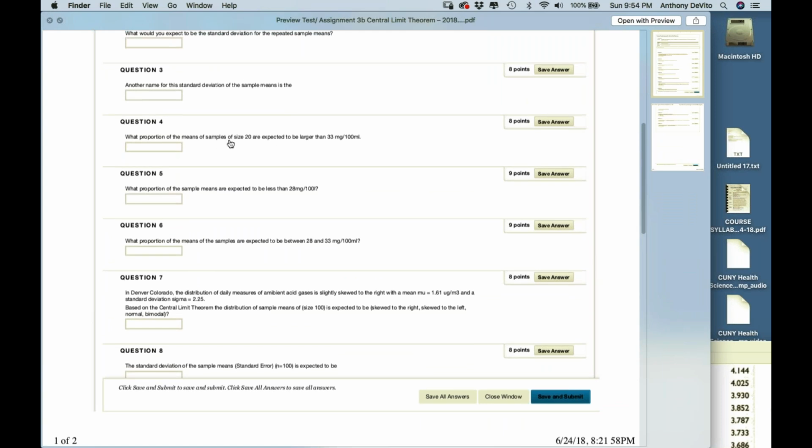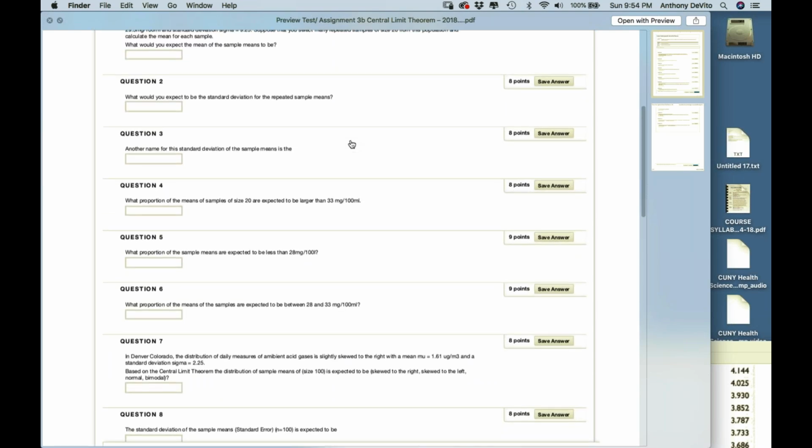What proportion of the means of the samples of size 20 are expected to be larger than 33 milligrams per 100 liters? Okay, this one actually builds up from a couple of steps back here.